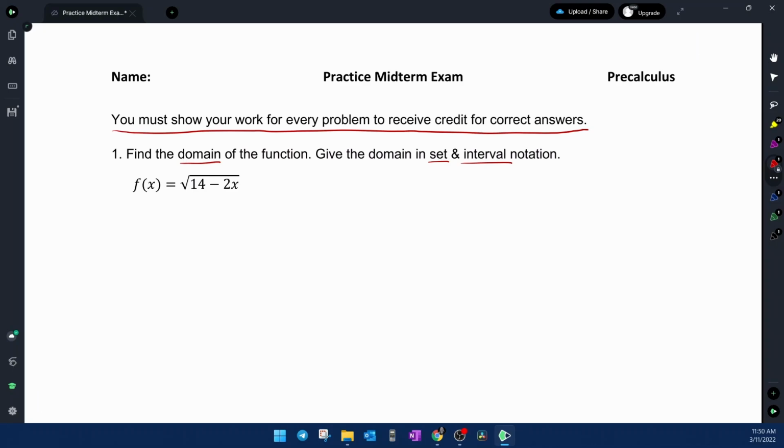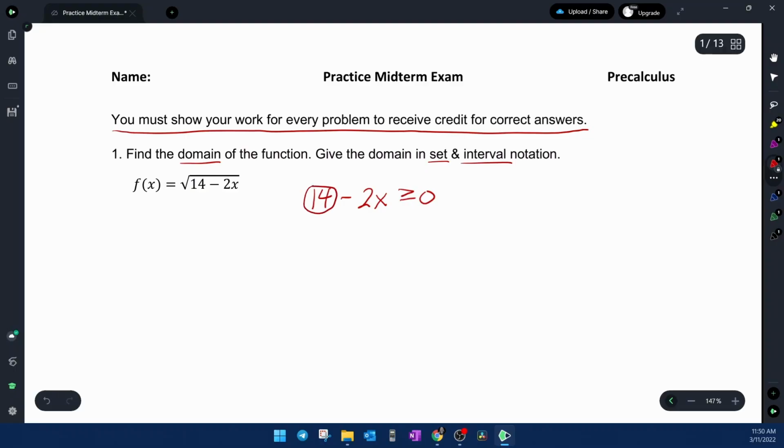So the first thing you need to notice is that our function is a square root function, and in order to find the domain, you first have to find the restriction. So for a square root function, we know the restriction says that the radicand must be greater than or equal to 0, and then we need to solve for x.